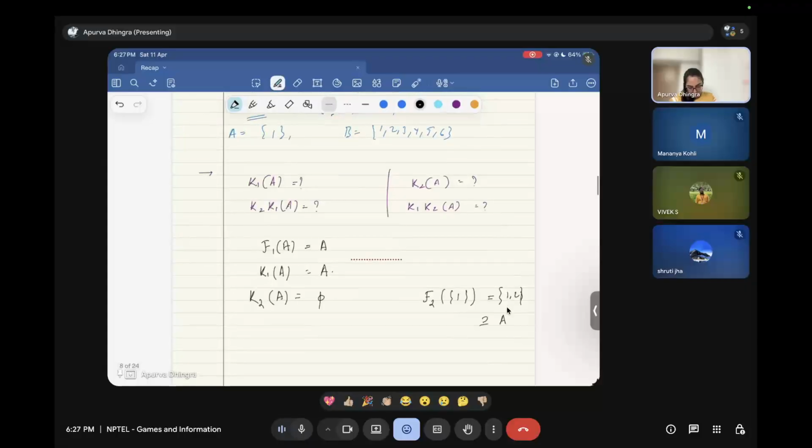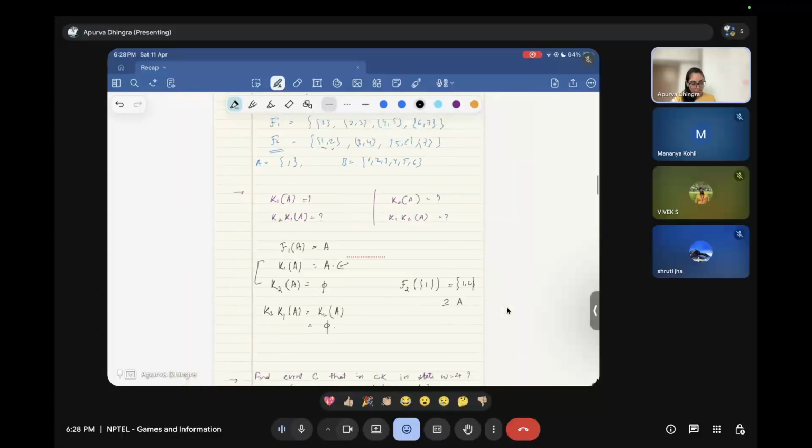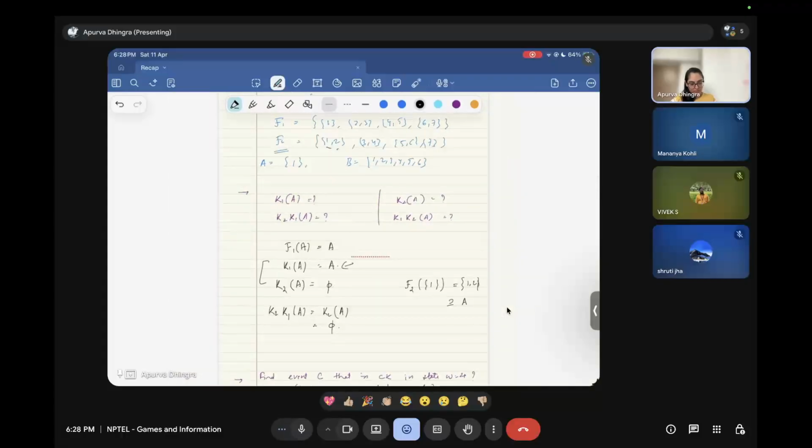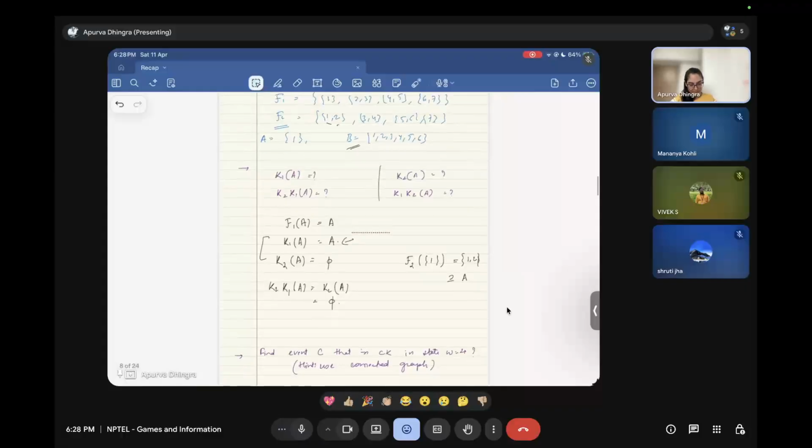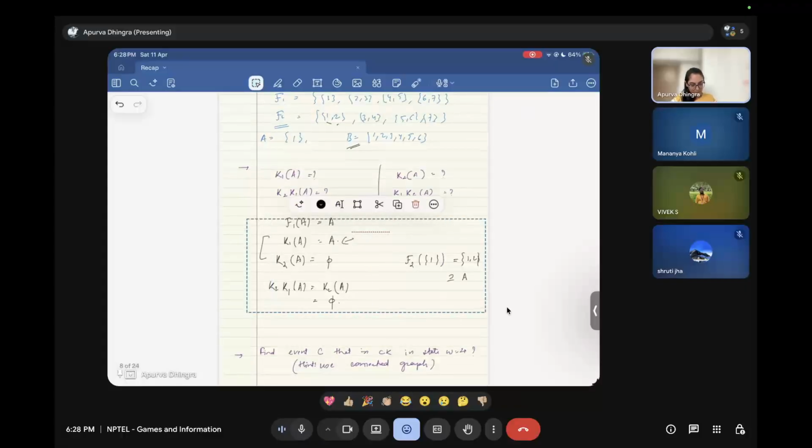That also means, from these two we can also say K2 of K1 of A, which is just K2 of A, I'm using this result, is just empty. And similarly you can try out other variations. This is the easier case. I've looked at only A. You could try out these kind of questions for the event B also. Any problems, any doubts, any confusions in this part?